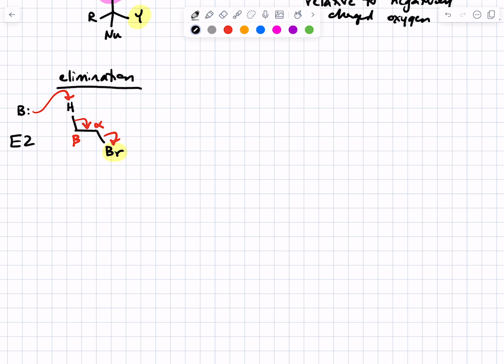And your product had a new carbon-carbon pi bond between alpha and beta carbons. That look vaguely familiar? Okay, the leaving group left, Br minus, and then the base picked up the proton. You might also remember the E1 reaction, which was slightly mechanistically different.